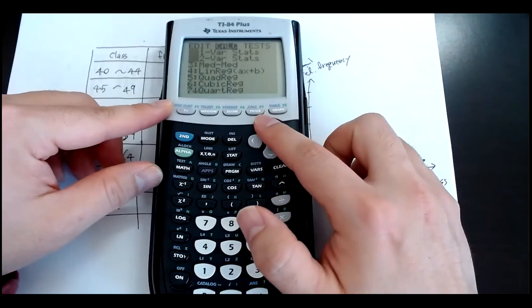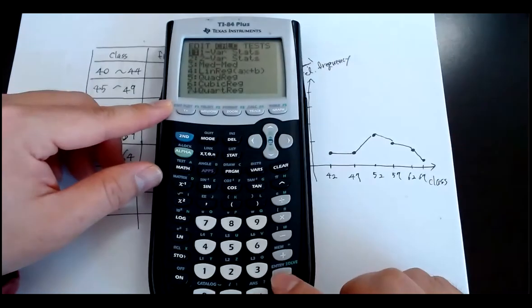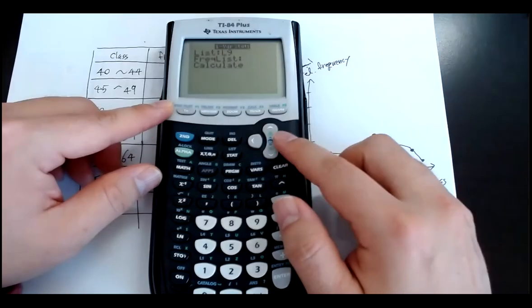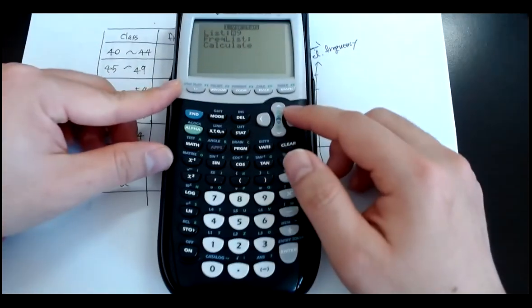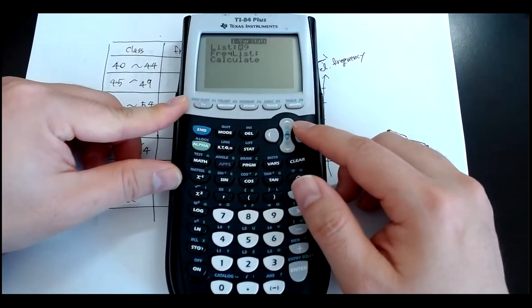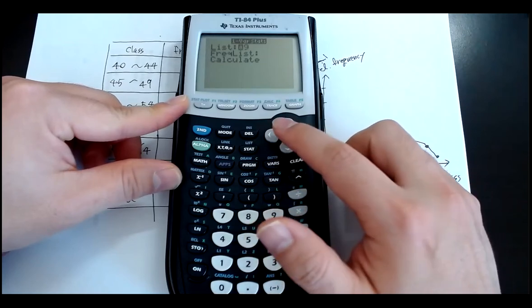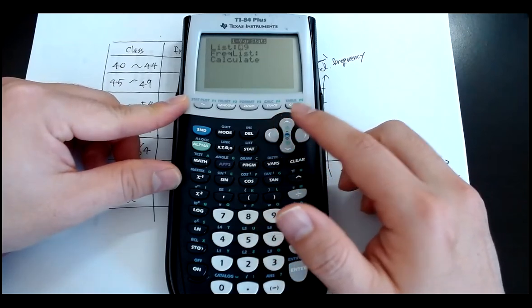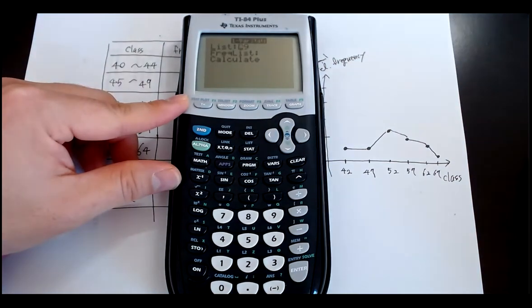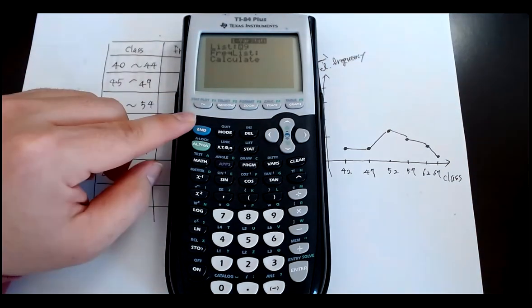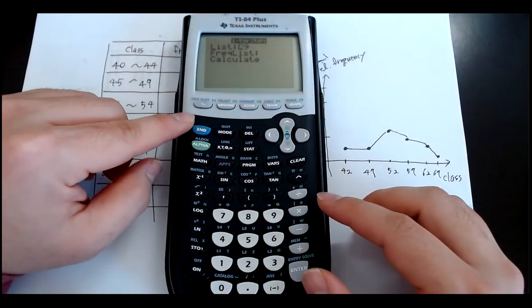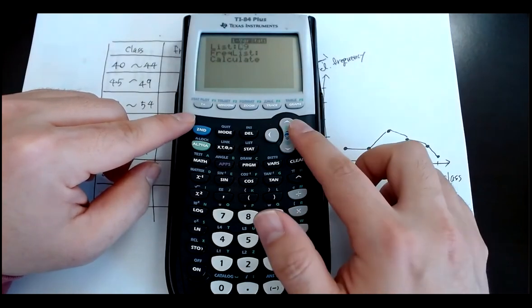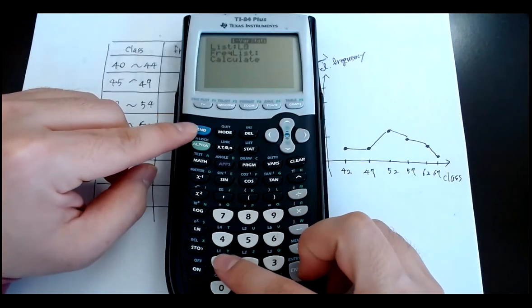We choose one-variable stats. Okay, so now we see the list. Oh, excuse me. So we put the list. Yeah, I entered the data value in L11, right? So I'll change this one to L11.